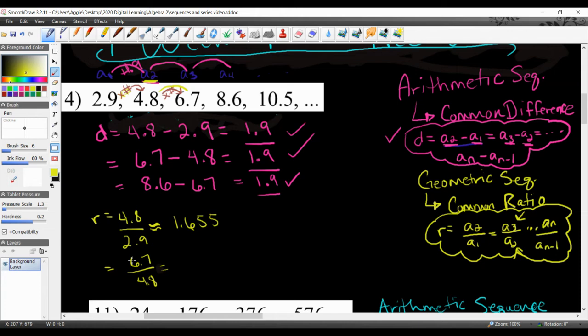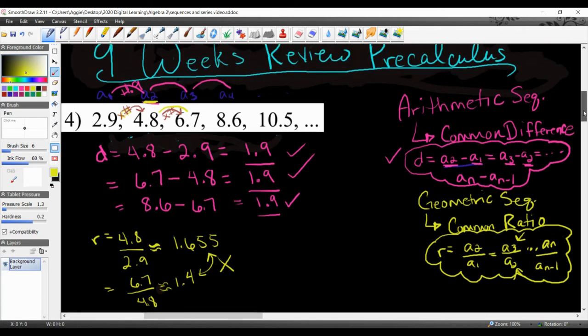So 6.7 divided by 4.8 gives us approximately 1.4. So you can see here, these two things do not match. Right off the bat, we do not have a geometric sequence, and that means that the answer for number 4 is that this is an arithmetic sequence. So let me go ahead and do that. This is going to be an arithmetic sequence where our common difference, D, is equal to 1.9.